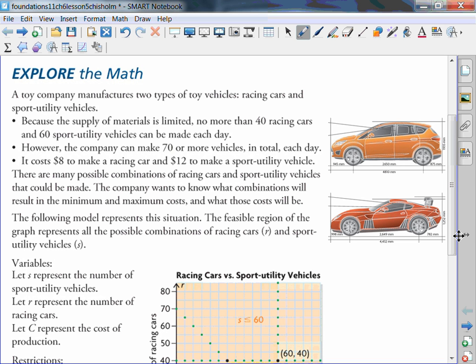The company wants to know what combinations result in minimum costs, and what these costs would be. With these optimization problems, that's what matters, the minimum and maximum cost. We're trying to optimize the minimum and maximum. The following model represents this situation. The feasible region of the graph represents all the possible combinations of racing cars and sport utility vehicles.